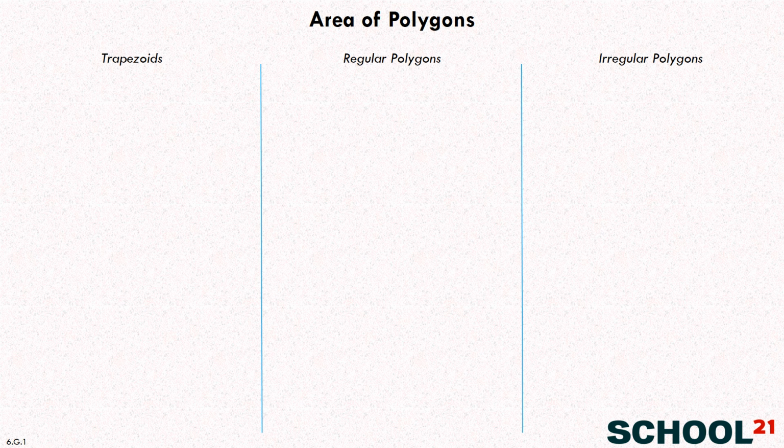All right, we're here with Jordan to talk about the area of polygons. First, polygons are just many-sided figures, and there's a few. We're going to talk about trapezoids, regular polygons, and then we'll talk about irregular polygons. Ready to go? Yeah. Okay, so first let's talk about trapezoids.